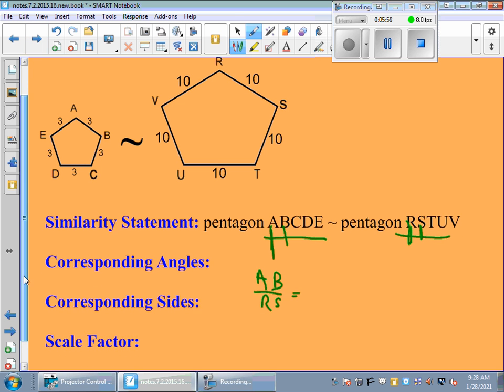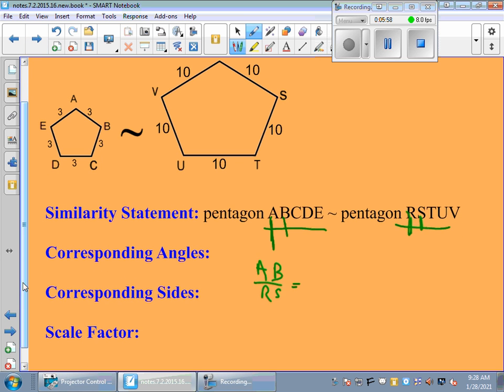Then the last thing we want to take a look at is, what is our scale factor? So if we start with this one, that one is 3. And then this one's second, and that is 3 over 10. So your scale factor would be 3 to 10, or 3 over 10.